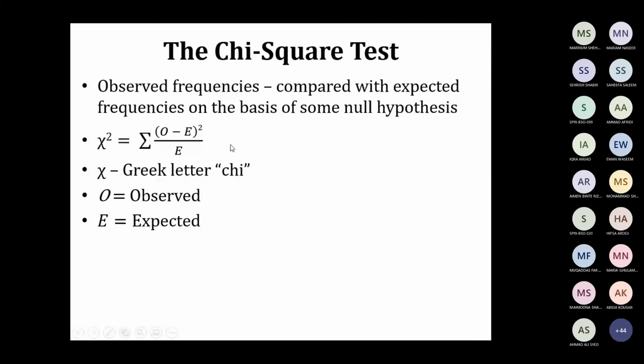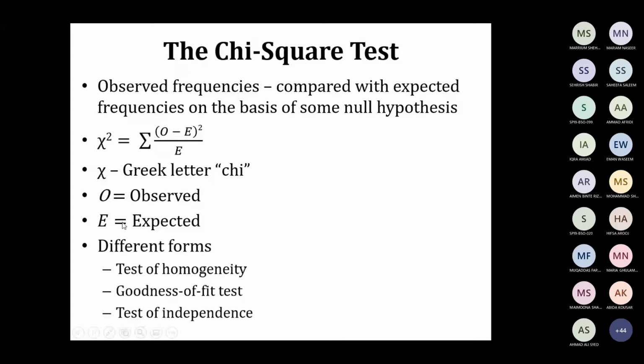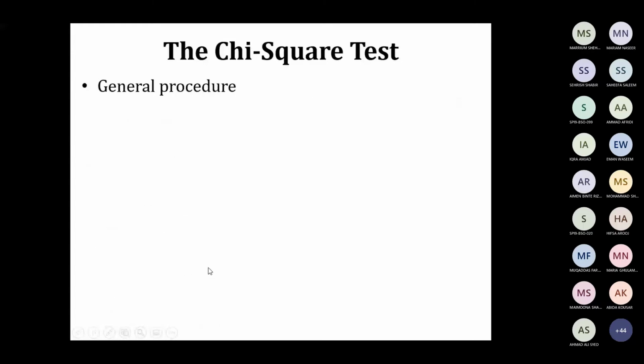So we have different types of the chi-square test. The three basic types of the chi-square tests are the test of homogeneity, the goodness of fit test, and the chi-square test of independence. So these are the three basic types that we are going to study. All of these three types follow the same general formula, right? But the procedure of calculating the expected frequencies is different in all three of them.